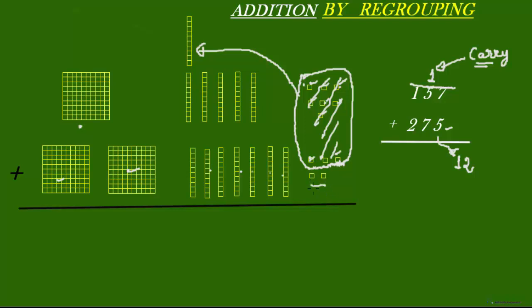So we are left with only 2 blocks in the units place. So we need not write 12 over here, but we need to write 2 in the units place as we have carried 1 to the tens place. The meaning of which is that we have carried 1 tens block to the tens place.